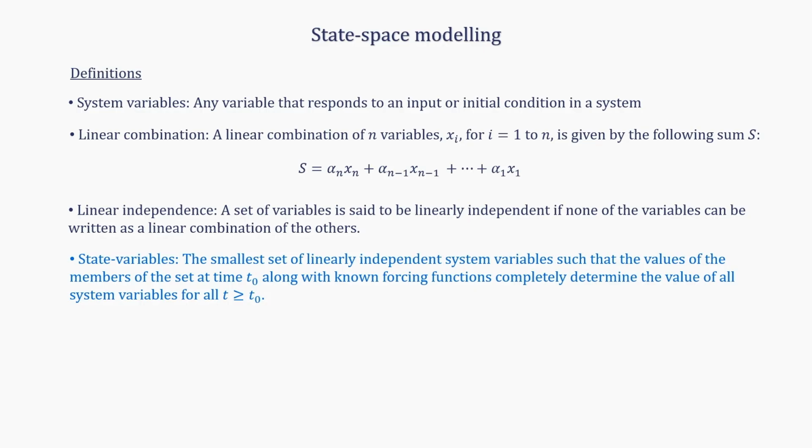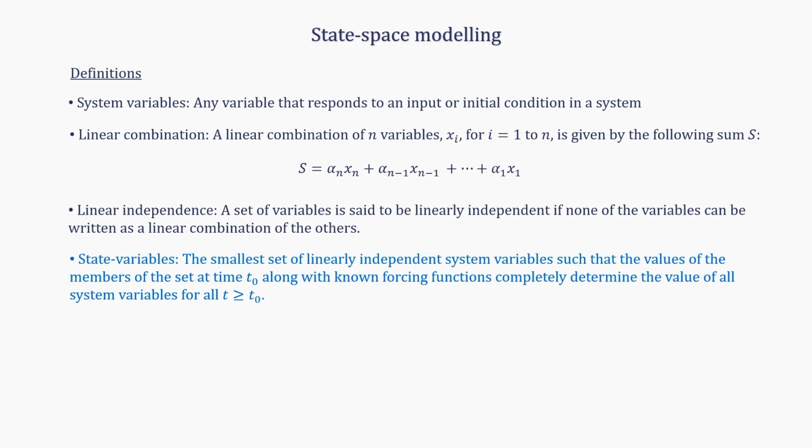System variables we understood: the collection of all the variables in a system which get affected by input and initial conditions. Among all these variables, there is a set of linearly independent variables. Again, what is linear independence? You cannot write these variables in terms of each other as linear combinations. So among this big set of system variables, there is a small set of linearly independent system variables using which you can write all the other system variables of the system.